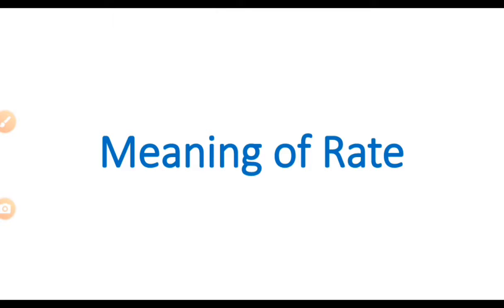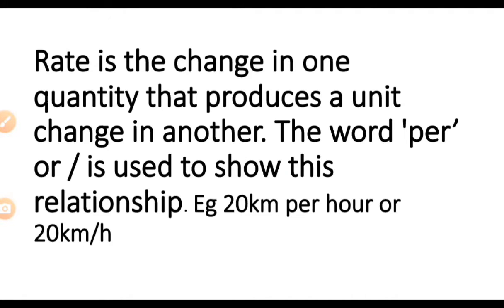Well, rate can be defined as a change in one quantity that produces a unit change in another. The word per or a slash is normally used to show this relationship. For example, 20 km per hour. So this is one way of showing the relationship between distance and time.